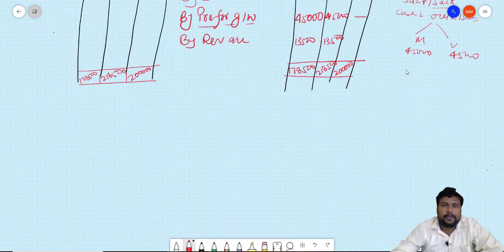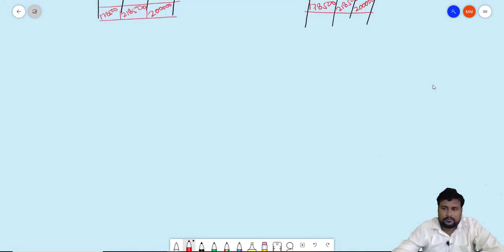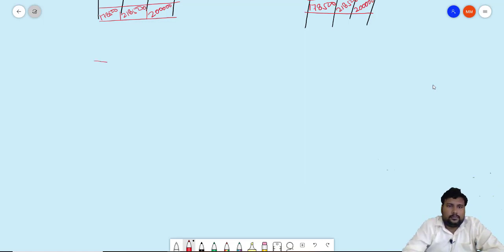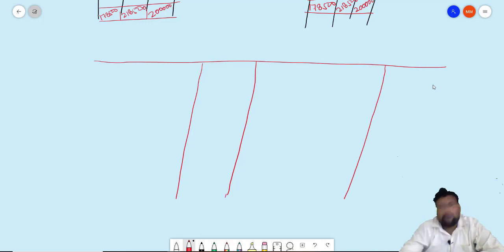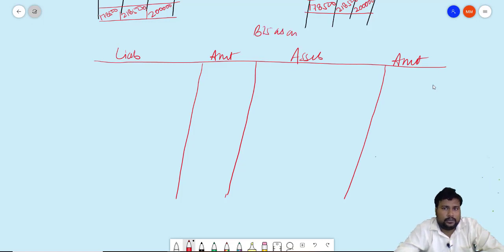Chalo ji, so we will prepare the balance sheet. In a balance sheet, if the balance does not come, then all happiness is gone. This side is known as the liability side, and this side is known as the amount side. This side is known as the asset side, and this side is known as the amount side. We will write down the balance sheet as on the date.